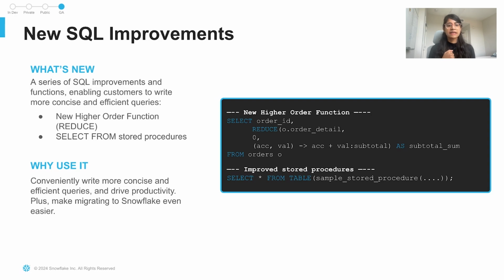The second thing is we have enhanced the experience of interacting with stored procedures with the select from stored procedure feature. This aims to simplify the process to retrieve the results from the stored procedure. Earlier, what you had to do was result scan the query IDs and create additional temporary tables. This method is not only simpler and more intuitive, but also addresses a potential race condition associated with the use of last query ID for result scanning.